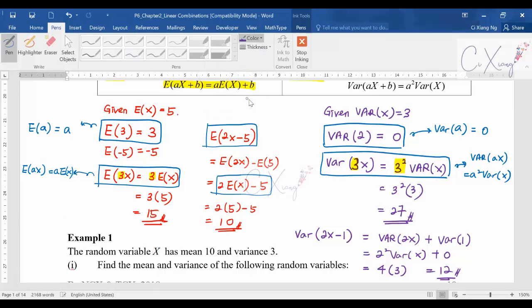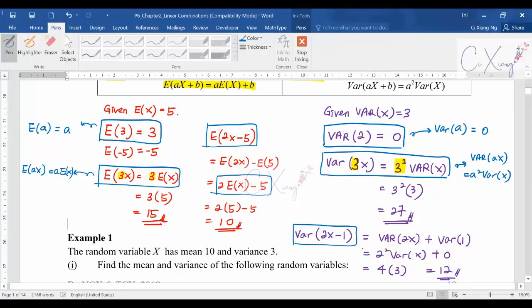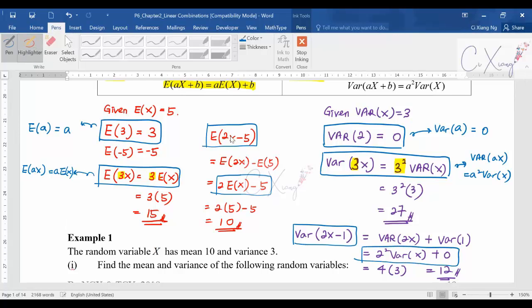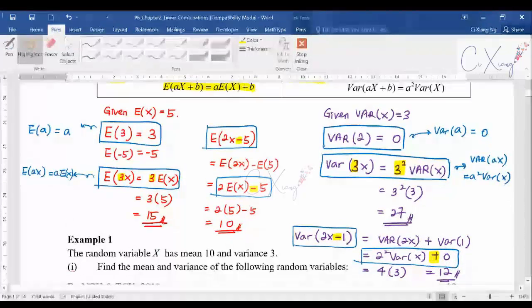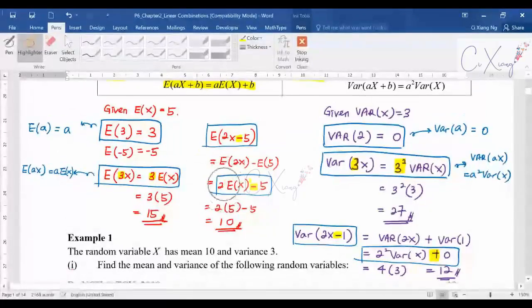Okay, so again, if you look at the steps here and compare with the mean one, the formula will be slightly different also. Because for the mean, when you have 2x minus 5, you just follow the sign that you have. But for variance, the negative sign, when you want to expand it, must always be positive. So this is another difference between the mean and the variance. Alright, so there are 3 differences you have to compare like these, between the mean and variance.